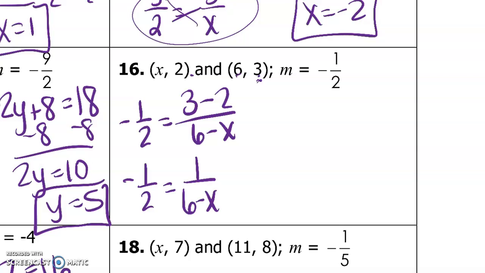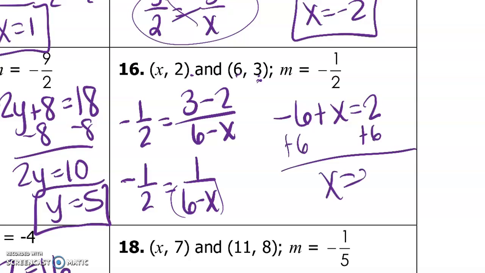So again, some of you can just look at that and know what it needs to be. If not, you're going to cross multiply. So put the negative 1 up here. So that becomes negative x plus 6. You're distributing a negative 1 to those. It's equal to 2. So then we add 6 and get x equals 8.